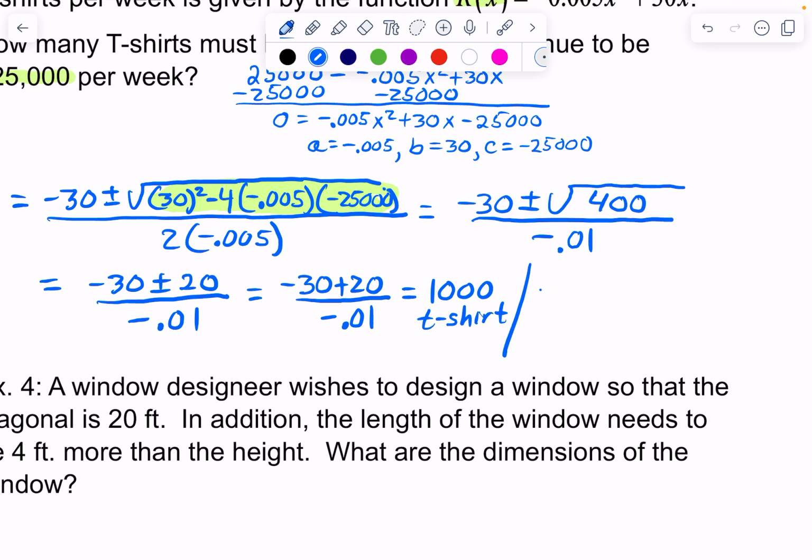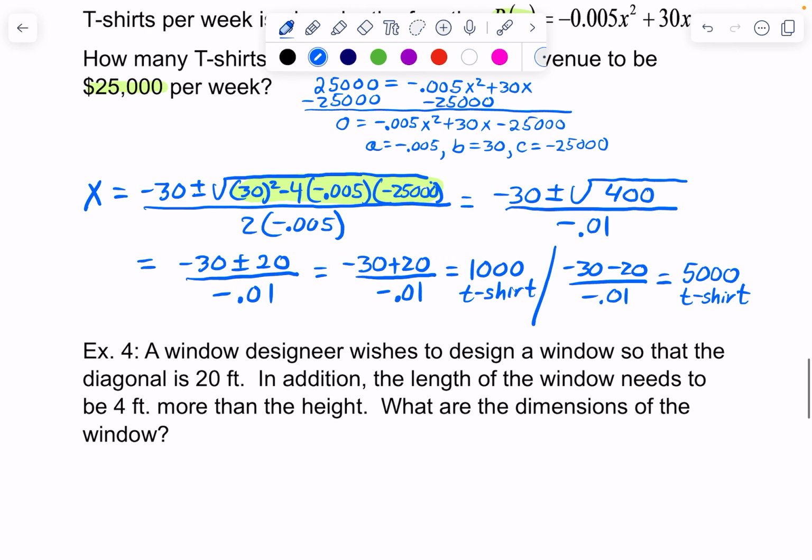Or when we have negative 30 minus 20 over negative 0.01, we're going to find out that we can get $25,000 of revenue if we also sell 5,000 t-shirts. And there you have it. You're going to make a revenue of 25,000 if you sell 1,000 or 5,000.